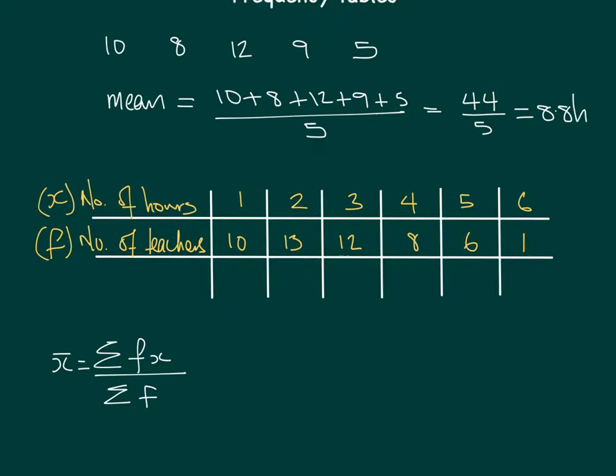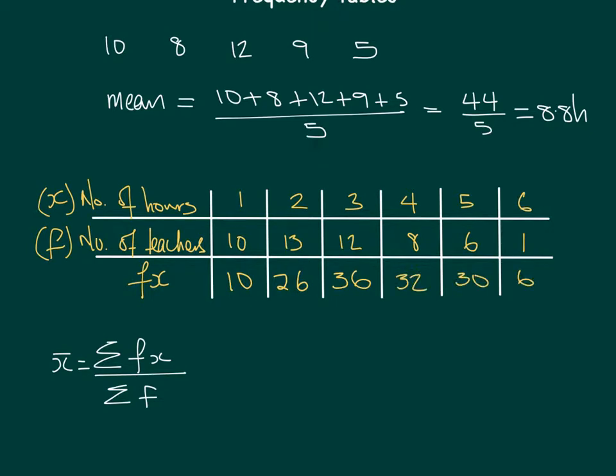So let's find fx and then find the sum of fx. So to find fx then, let me just label this in here as fx, which means f times x. I will multiply 10 times 1, and that gives me 10. I'll multiply 13 times 2, that gives me 26. I will multiply 12 times 3, that gives me 36, and so on. I'm just going to pause the video and fill out the rest.